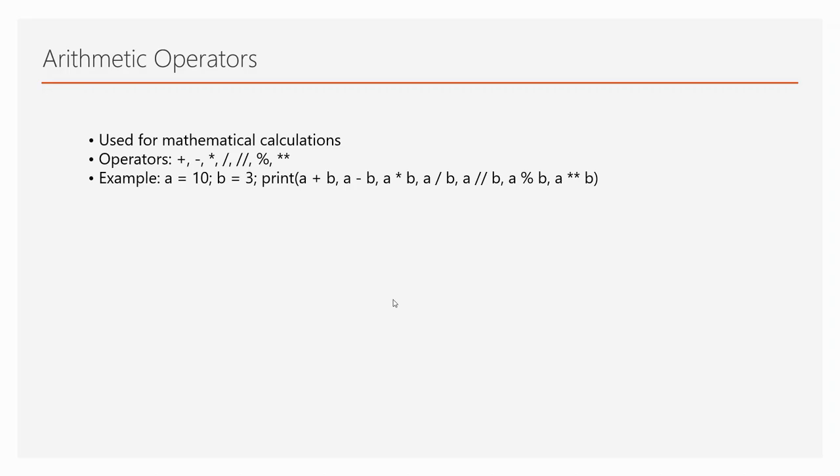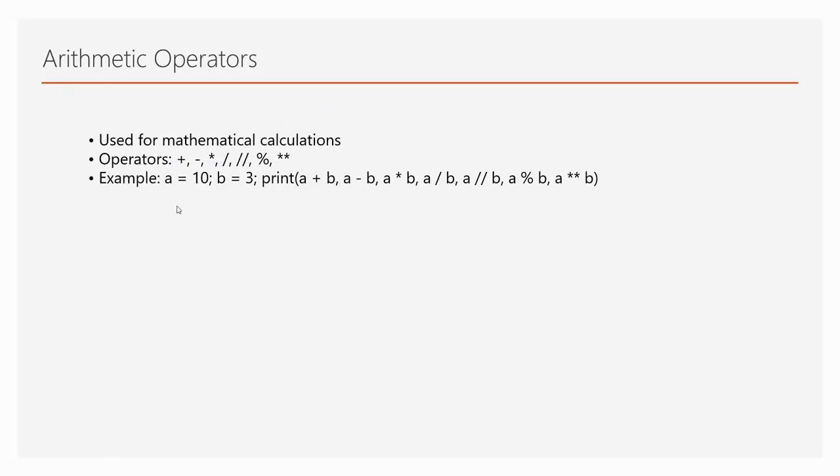Okay, so let us first understand arithmetic operators. They are used for mathematical calculation. So we see addition, subtraction, multiplication, division, and more. Now you can see this sign, double slash. This is floor division. Okay, and this double star is used for exponential.